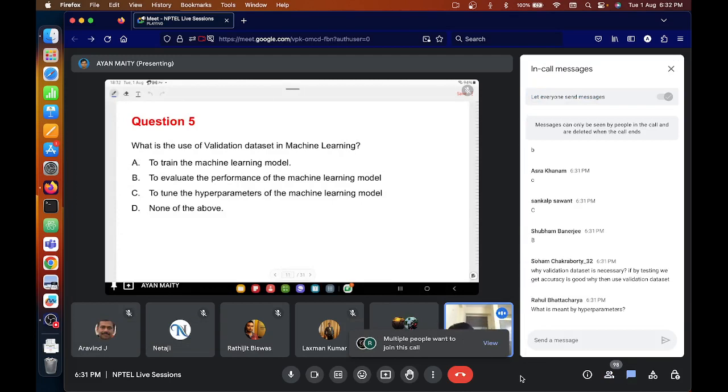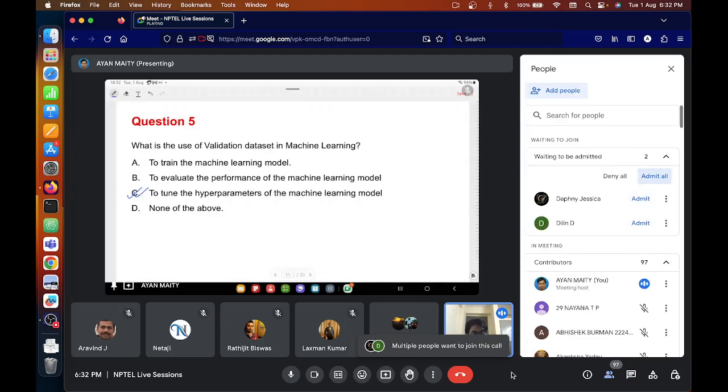So the correct answer here is C. As I've already told you, generally we divide the dataset that we have into three parts: training, validation and test dataset. The test dataset is used to evaluate the performance of the machine learning model. This might be a little confusing, but the training dataset is used for training the model, obviously. The test dataset is used to evaluate the performance of the model, and the validation dataset is used to tune the hyperparameters of the machine learning model. So the validation dataset is not generally used to evaluate the performance of the model.